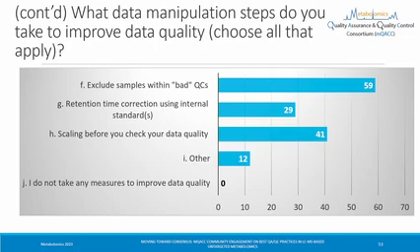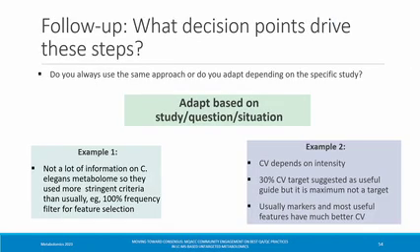Another common strategy was if there was any bad QCs, any samples that were within those QCs would be excluded, with 59% of audience excluding those. And you can see other strategies like retention time correction or scaling were less frequently used, with 29 to 41% users. So then we ask what decision points drive these steps.